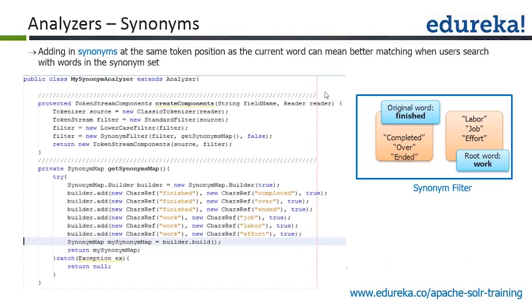Okay, so a very simple code snippet. I have just taken the same example we have provided here. I have added 3 synonyms for finished. For one, I have added completed, over, or ended. So the user can now search with either finished, completed, over, or ended. Similarly, I have added 3 more synonyms for work as well: job, labor, or effort.